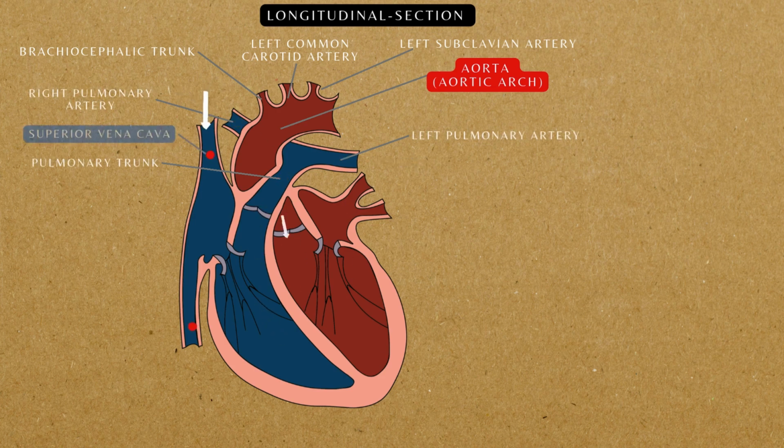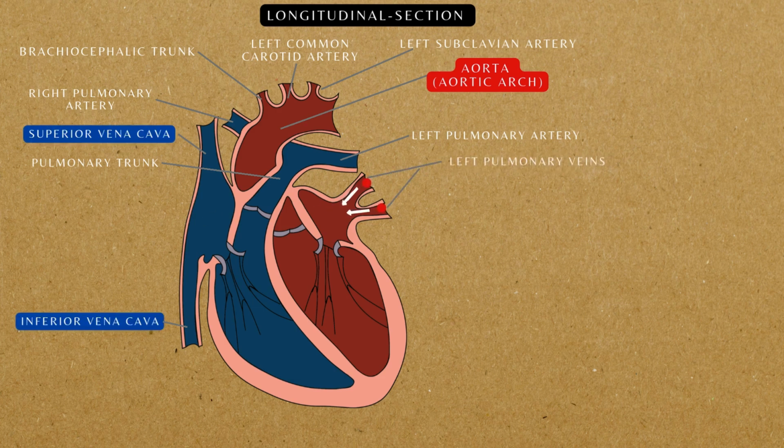The superior vena cava and inferior vena cava. These great vessels take deoxygenated blood from the upper and lower body to the right atrium. The left pulmonary veins. The right pulmonary veins are not observed in this diagram. The pulmonary veins take freshly oxygenated blood from the lungs to the left atrium.